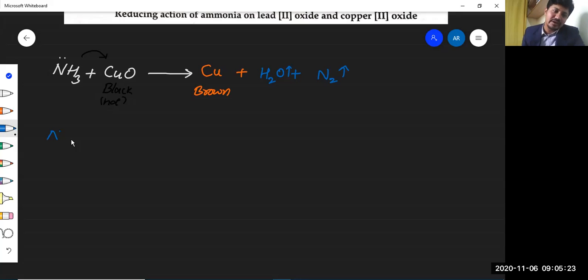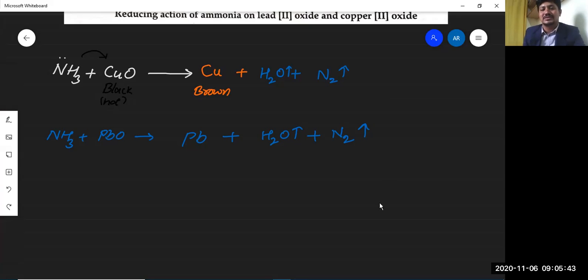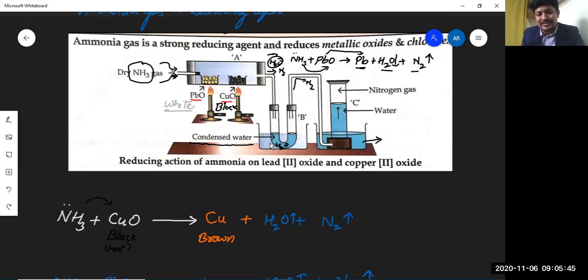Let me write one more equation. Ammonia reacts with lead oxide. It produces lead metal, that reduces lead oxide into lead metal along with water and nitrogen gas. So we pass both the vapors through the condenser. You can see from the diagram here we use a condenser, that is a U-shaped tube that condenses water vapors, whereas nitrogen gas is collected in a downward displacement of water jar.